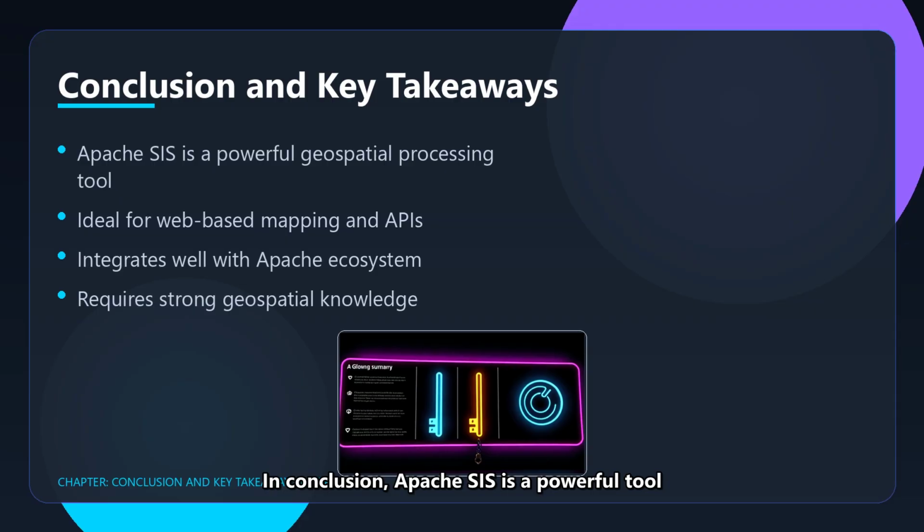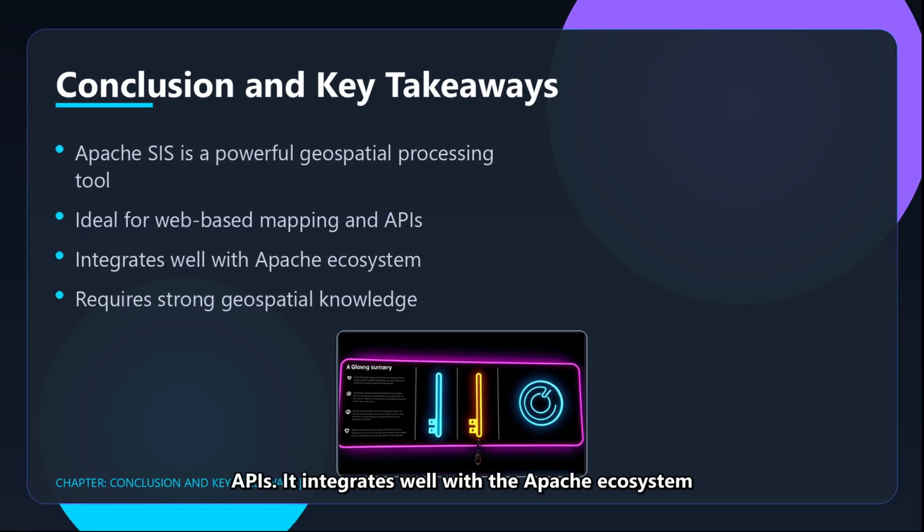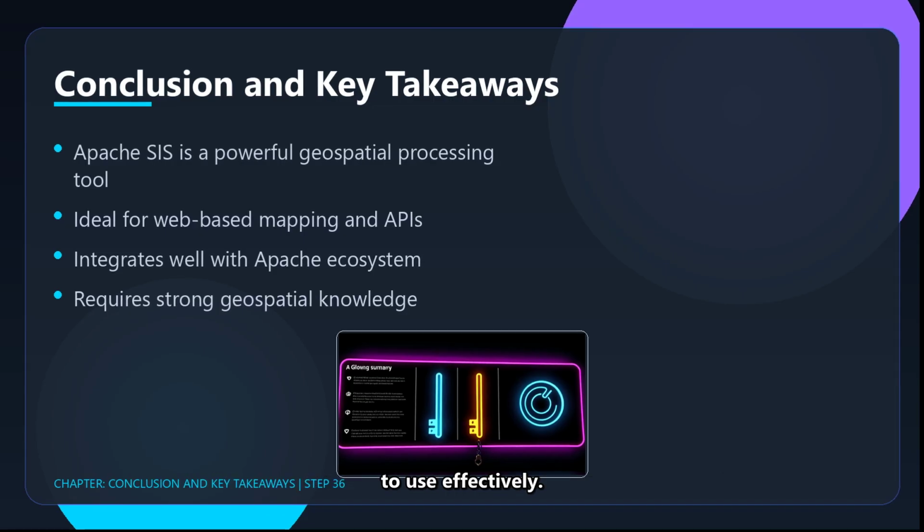In conclusion, Apache SIS is a powerful tool for geospatial processing, especially in web-based mapping and APIs. It integrates well with the Apache ecosystem, but requires a strong understanding of geospatial concepts to use effectively.